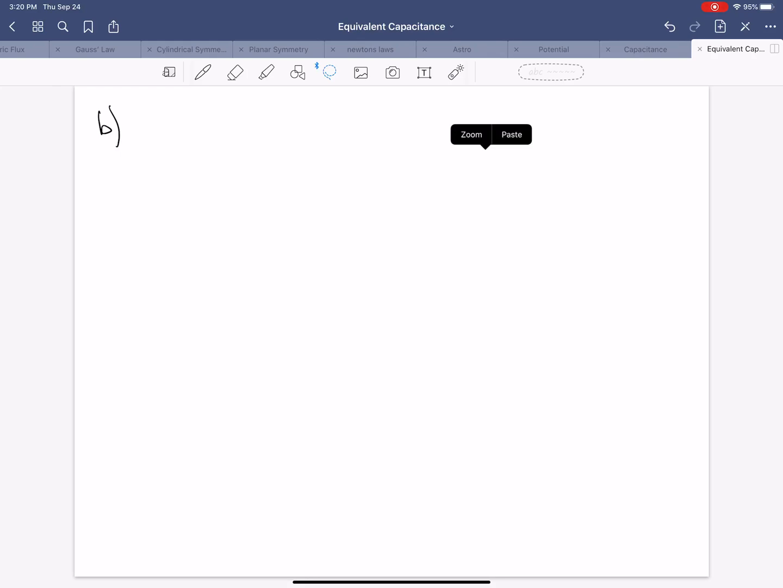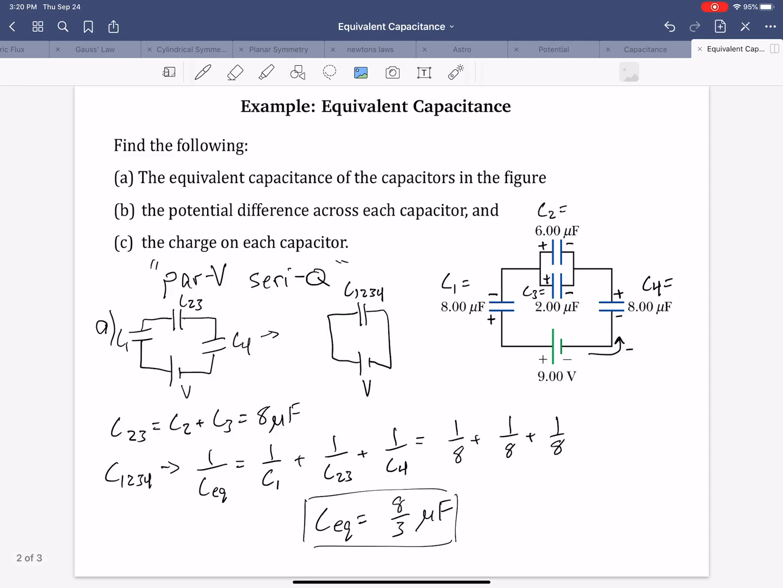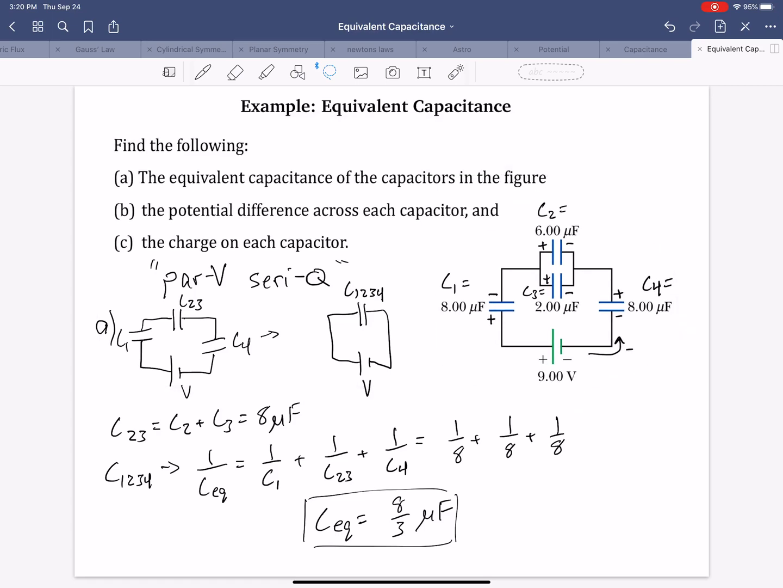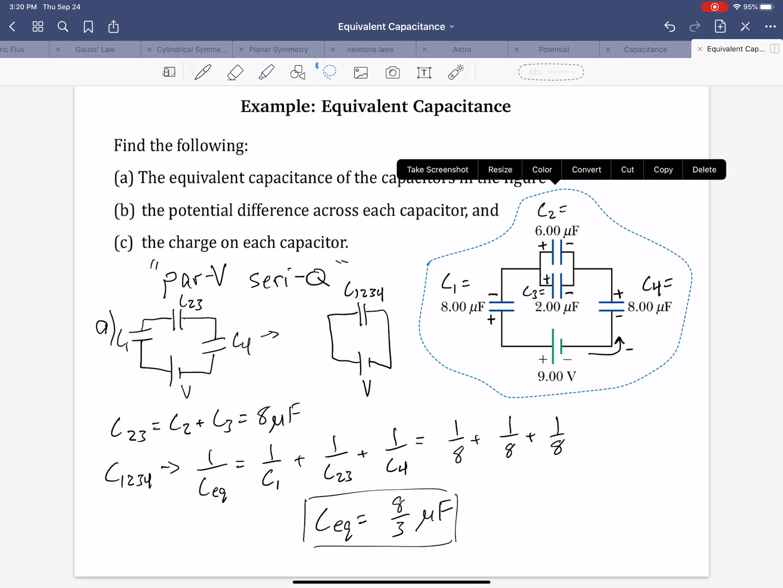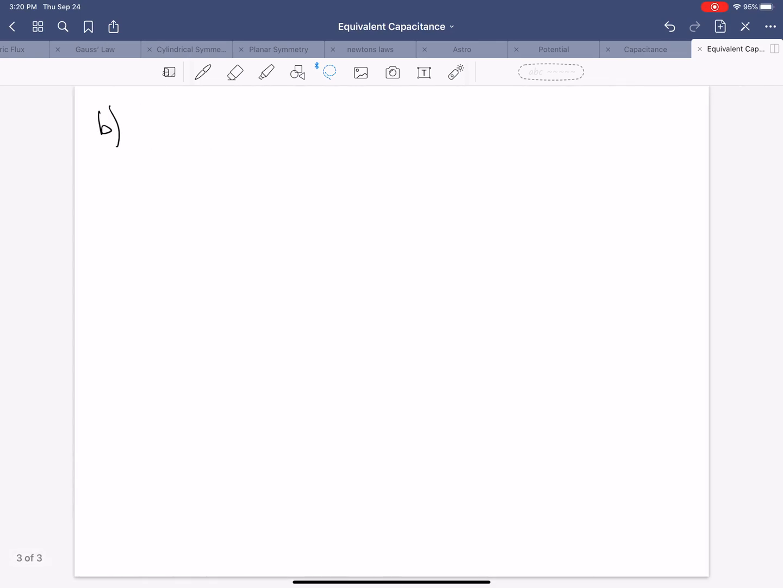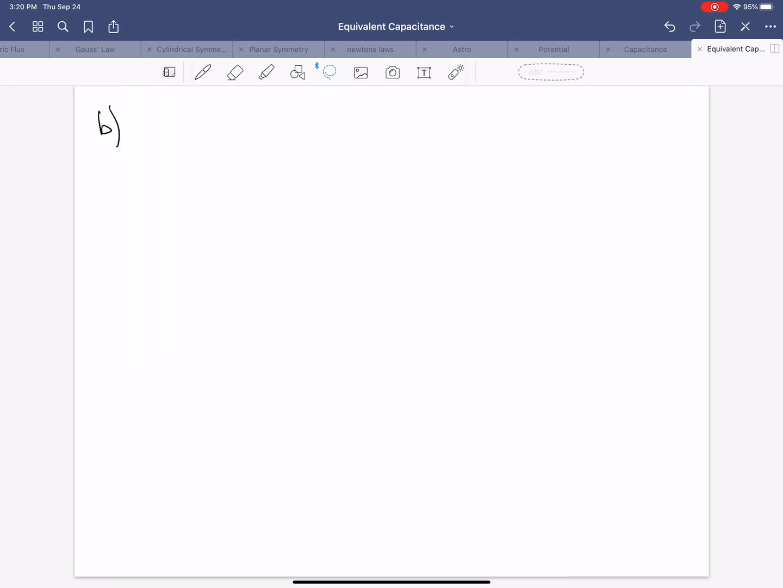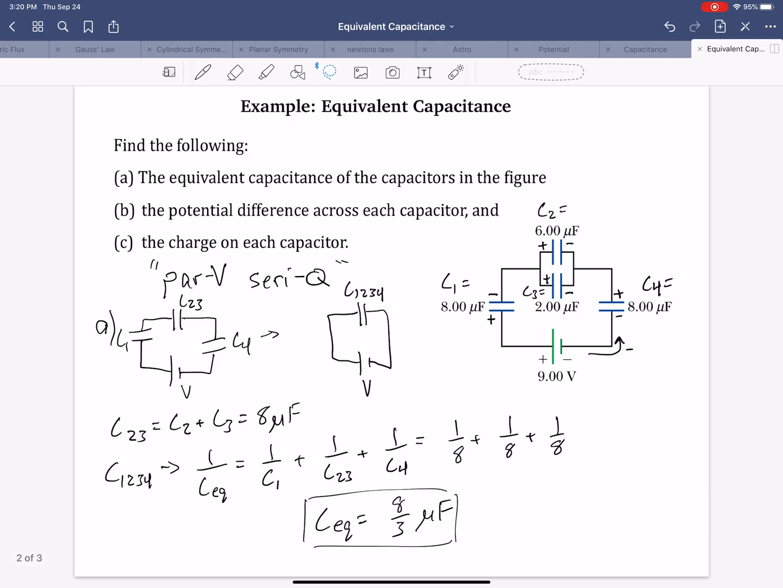Nope. There we go. Oh, it didn't do my writings. It's okay. Try this one more time. Whatever. All right, we want the potential across each of them.